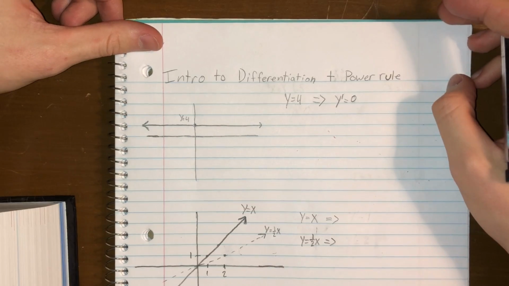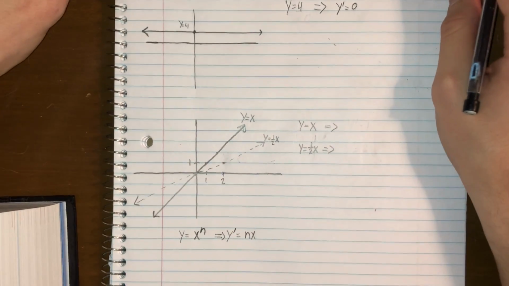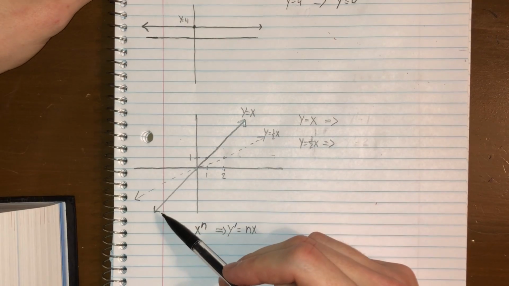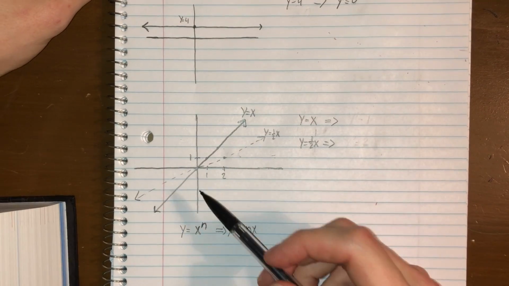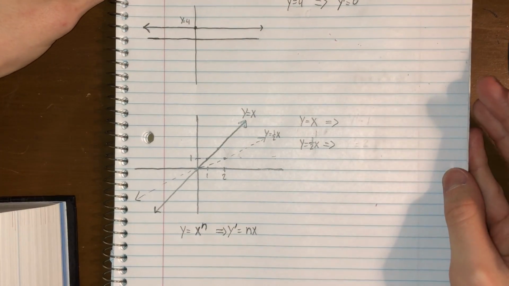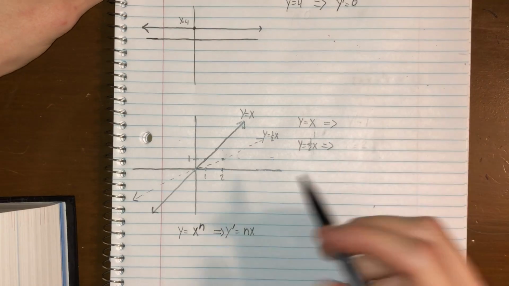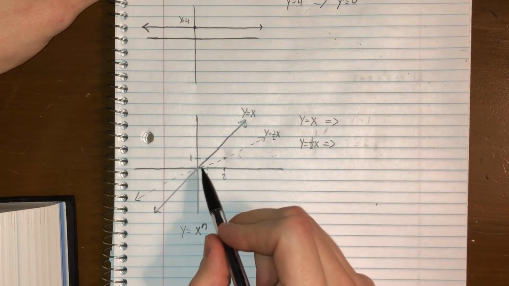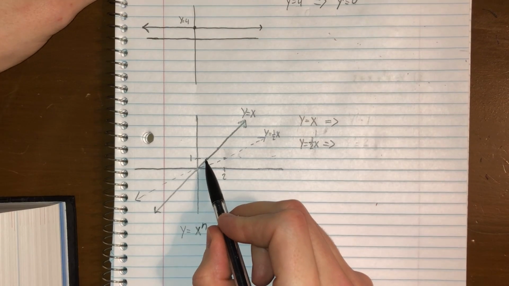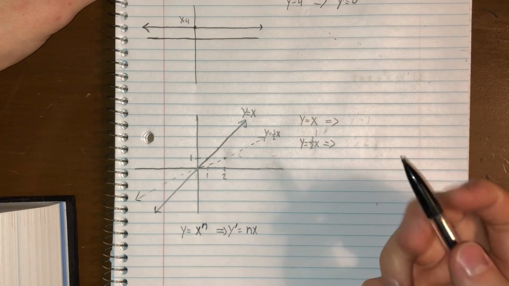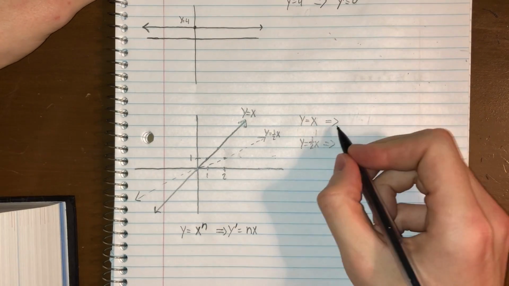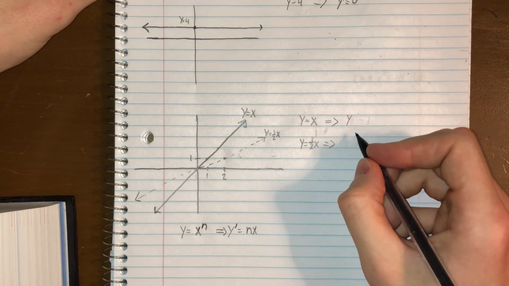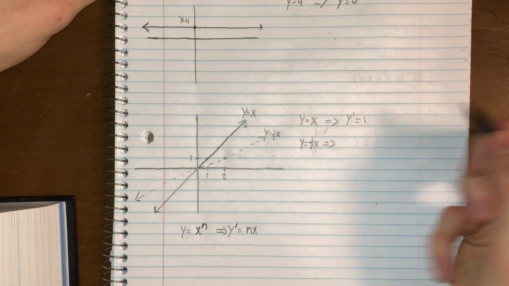Now, if we move on to something a little more complicated like y equals x, this is where you see we get slopes in our graphs and rates of change. And that's really what a derivative is. It's just the rate of change of a graph. So for a simple equation like y equals x, you can see rise is 1 and run is 1. Slope is 1. And you can tell just by looking at the graph, its derivative is 1. So y prime equals 1.